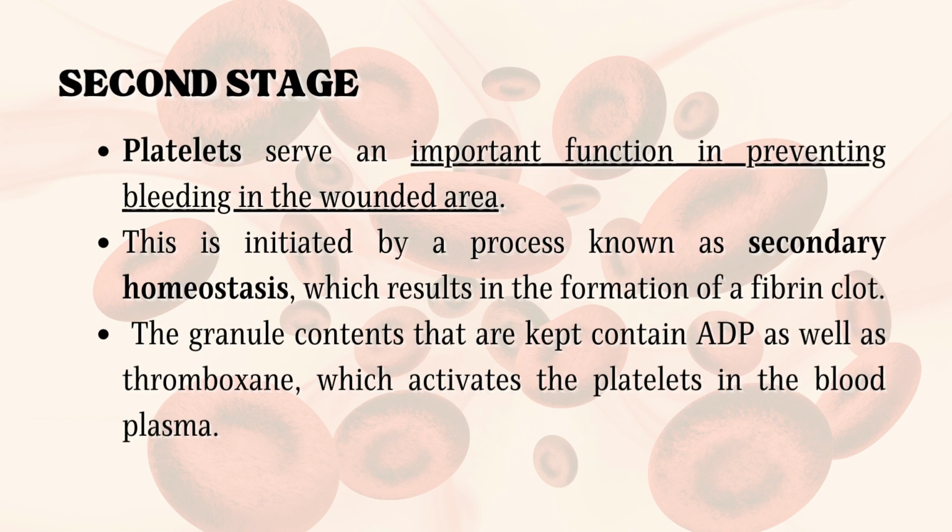The next stage is when the platelet serves an important function in preventing bleeding in the wounded area. This is initiated by a process known as secondary homeostasis, which results in the formation of a fibrin clot. The granule contents that are kept contain ADP as well as thromboxane, which activates the platelets in the blood plasma.